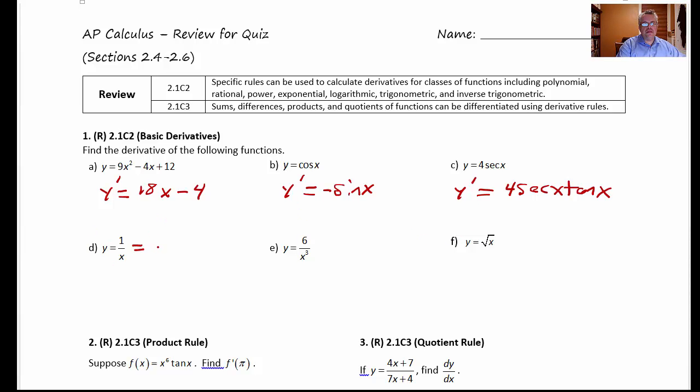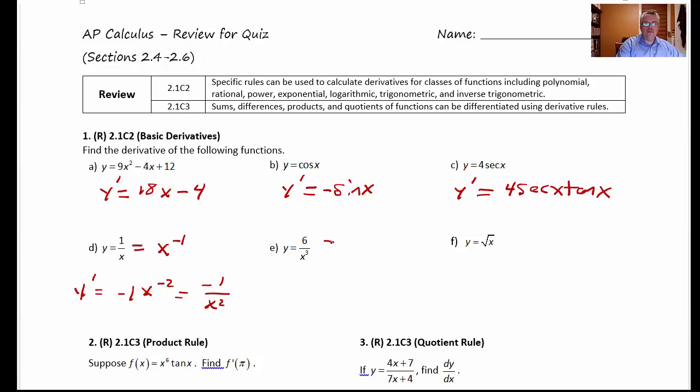All right, here we have 1 over x. Remember, view this as x to the minus 1 as an example of the power rule. So we're going to multiply in front by the exponent. y prime is going to be negative 1, and it'll be x to the minus 2. Okay, and then we can rewrite it as minus 1 over x squared.